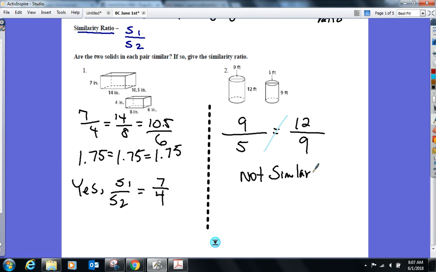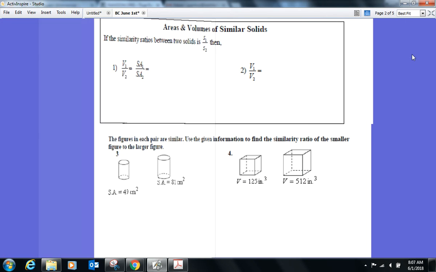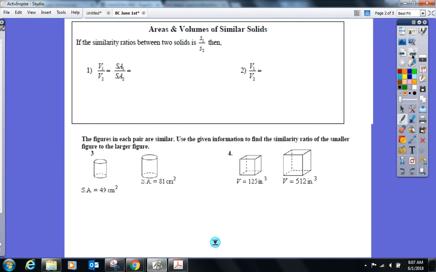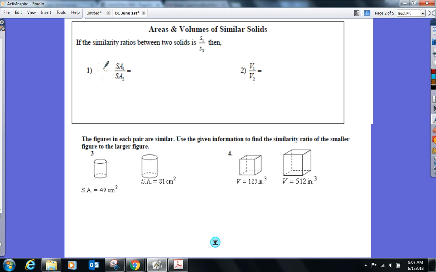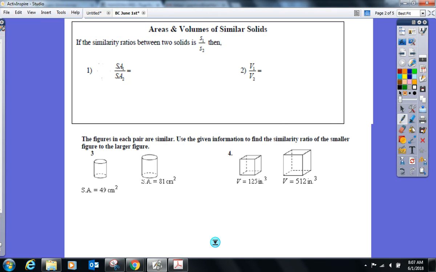So everyone all right on how to test if two polyhedrons are similar? All right, you got it. Now, how to find the ratios of surface areas and volume. How to find their ratios.